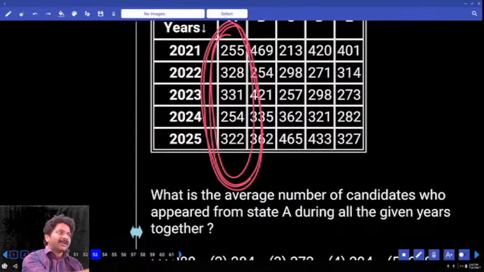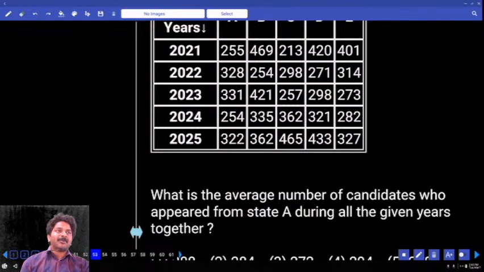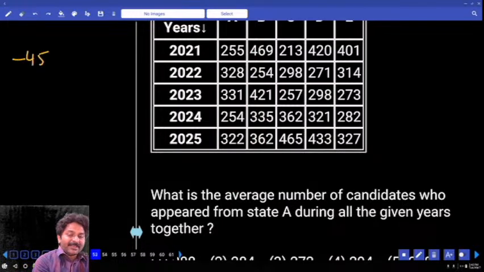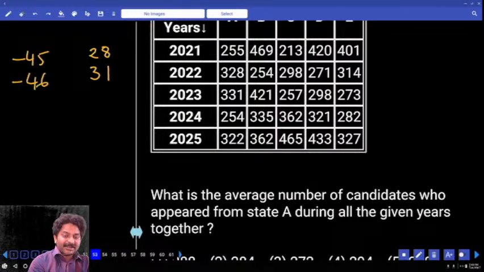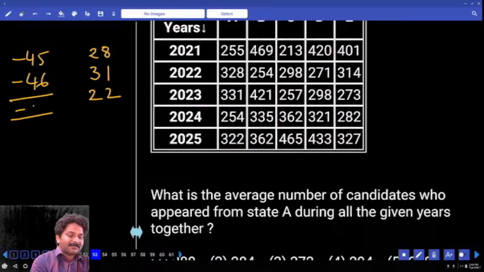I'll take 300 because that is a round figure. First number, is it more than or less than 300? How much less? 45. Second number, 28 more. Positive numbers one side, negative numbers another side. Is that okay? Third number, 31. Fourth number, 46. Next, 22. Right.